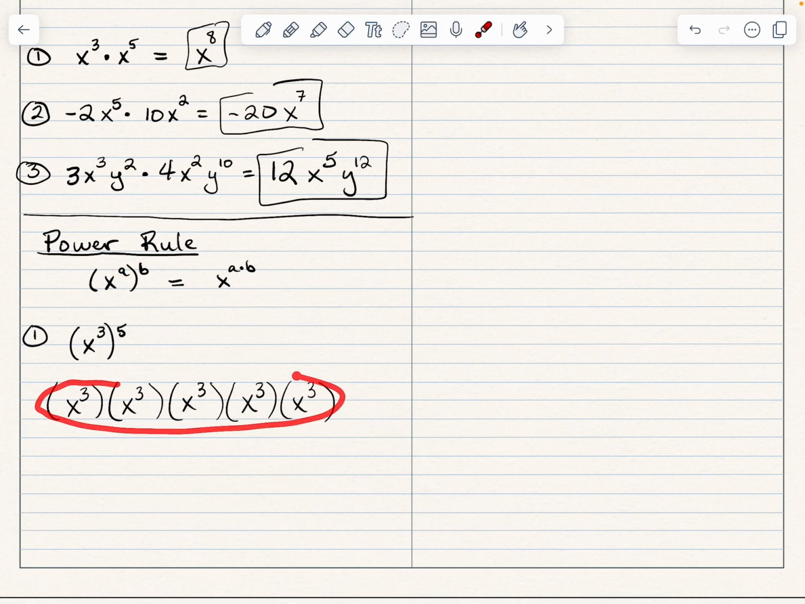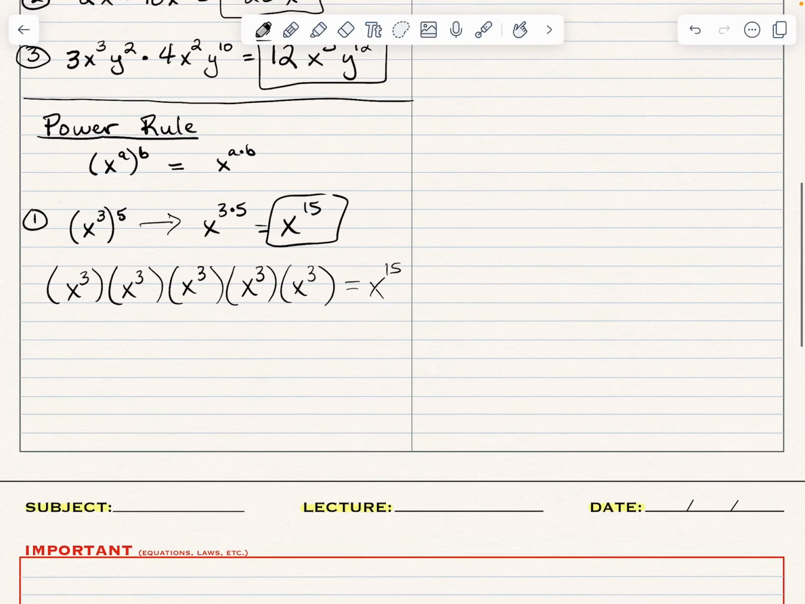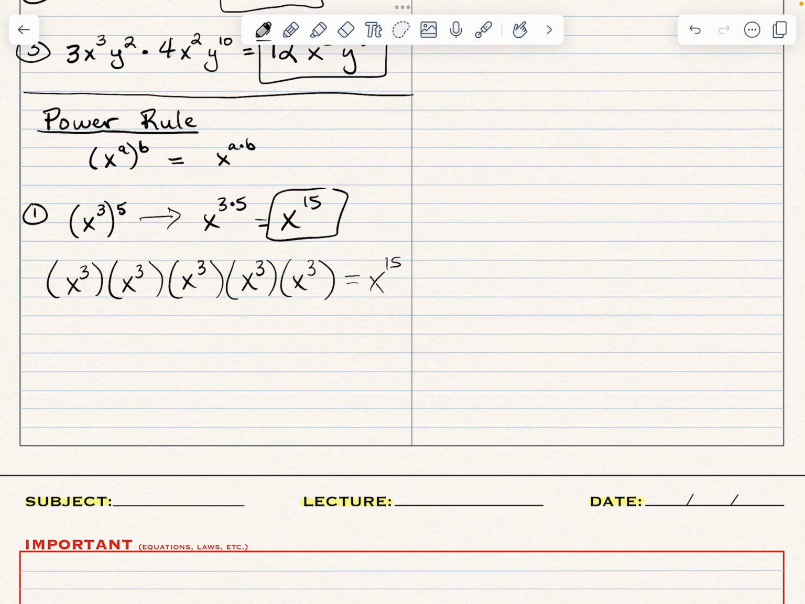Okay? So the power rule, when you have a power raised to another power, instead of writing all this out, because as this number gets large, we don't really want to write out this whole strand of numbers, we would rather just skip to the solution. So this is always going to behave this way. And so this is going to give us x to the 15th power. So we can apply that power rule and say this is x to the 3 times 5, which is x to the 15th. Okay? So that is where the power rule comes from.